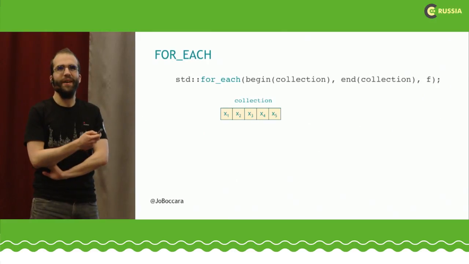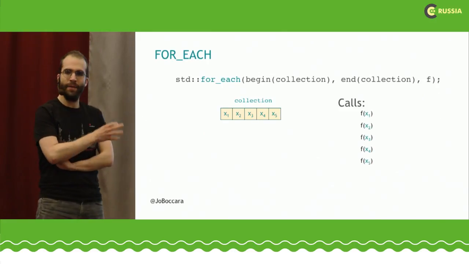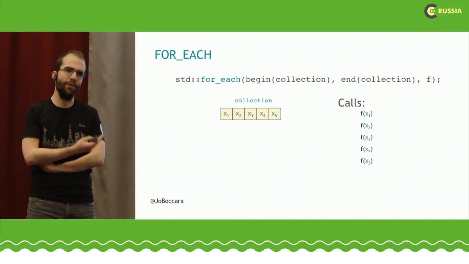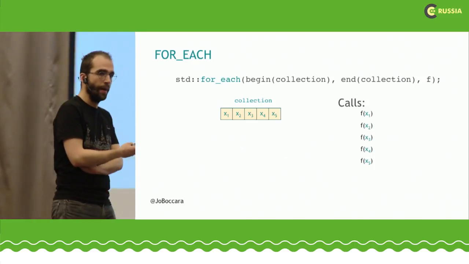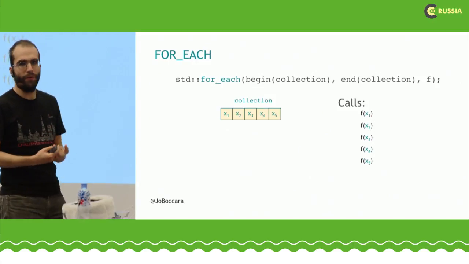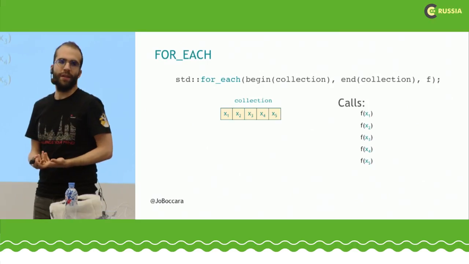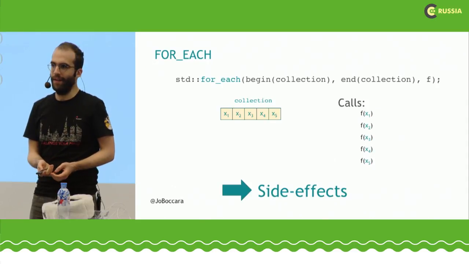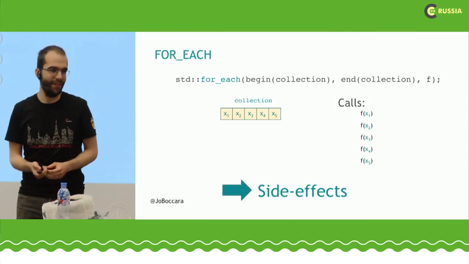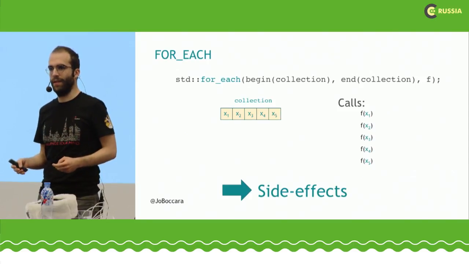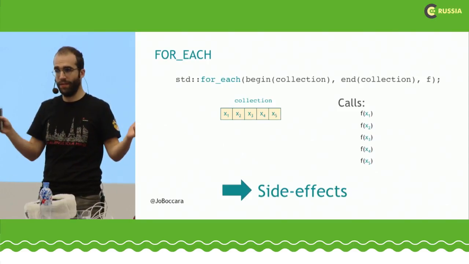So for each applies a function to every element of the collection and doesn't care about what that function returns. So that function, as far as for each is concerned, might as well return void. And that gives us a hint on what for each does. What do you think a function that returns void does? Side effects, because it doesn't return anything. So for each is made for side effects. It's not made to replace a for loop in general, it's made for side effects.